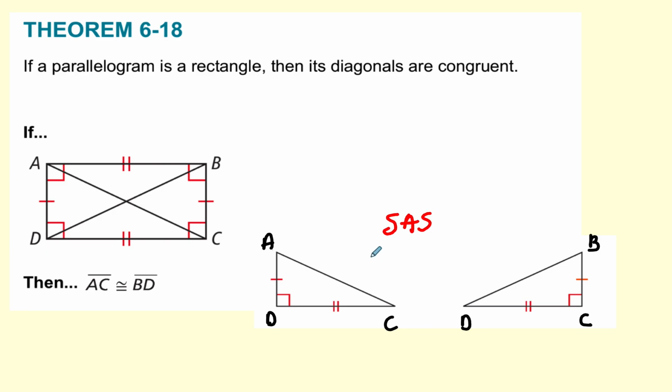And when they're congruent by side angle side, I can say AC is congruent to BD by corresponding parts of congruent triangles are congruent. So now whenever I see a rectangle, I know the diagonals are congruent. Not only are the diagonals congruent, remember the diagonals also bisect each other. So all these little pieces are going to be all the same.